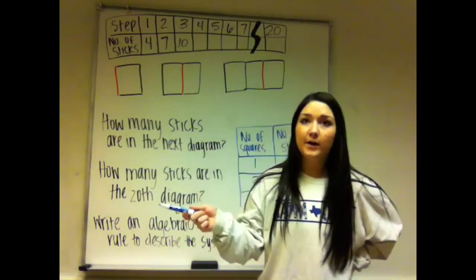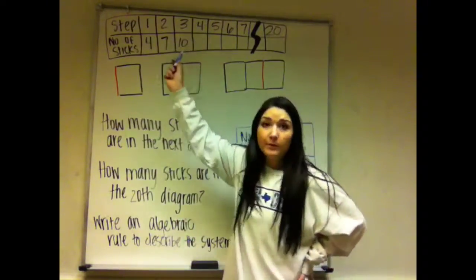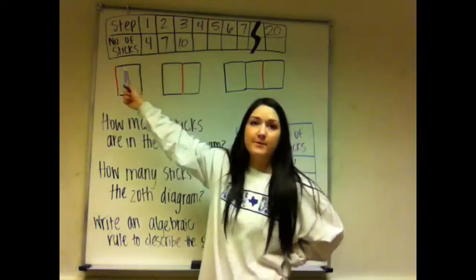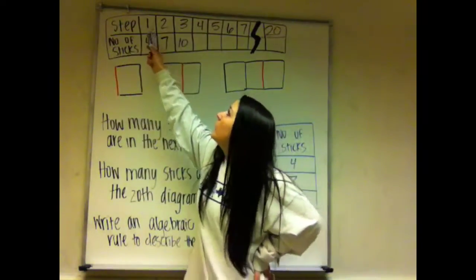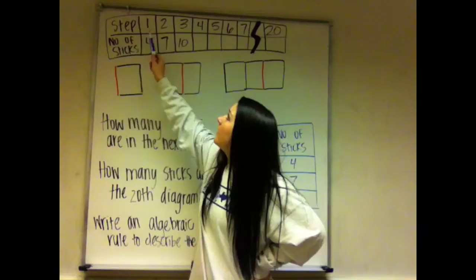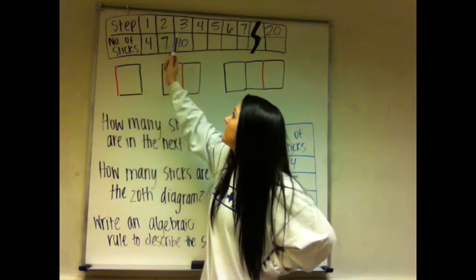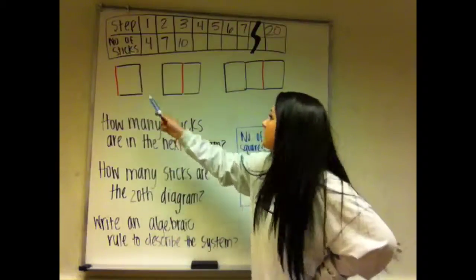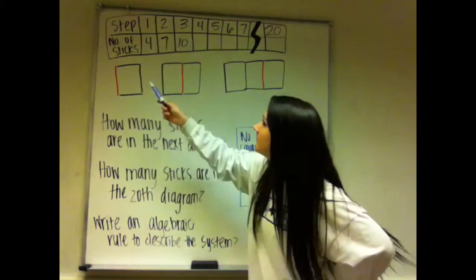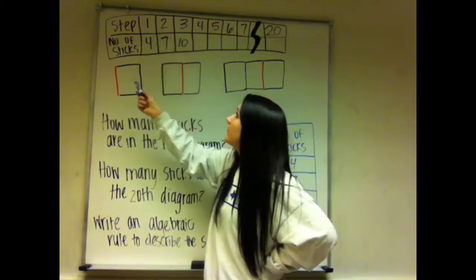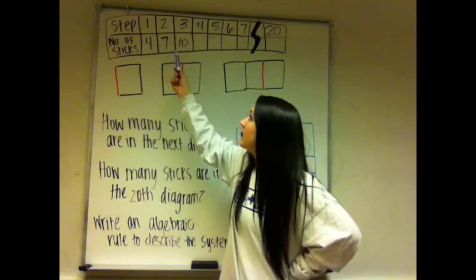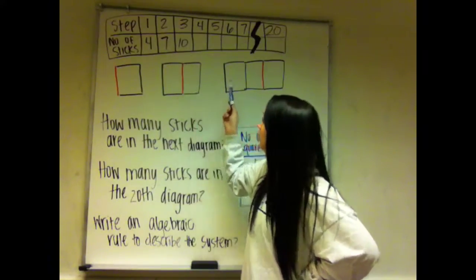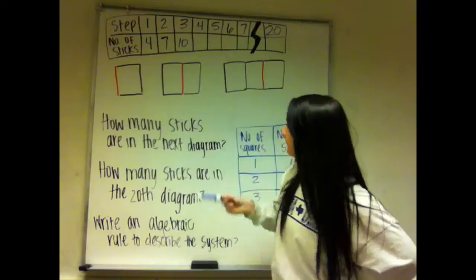And the system that we're talking about is this table up here. It's saying step and number of sticks. For one step, there's 4 sticks. For 2 steps, there's 7 sticks. And for 3 steps, there's 10 sticks. And the picture is shown below. It's basically saying the same thing. For the first, there's 4. For the second, there's 7. For the third, there's 10.